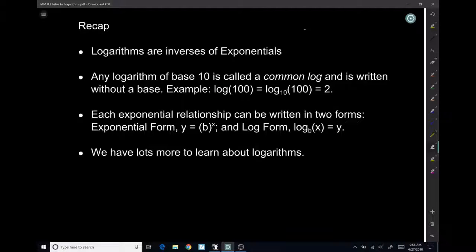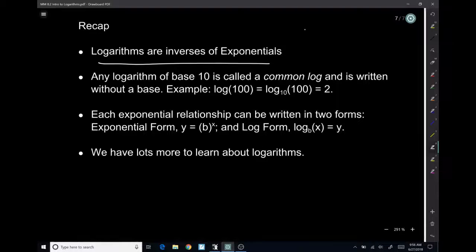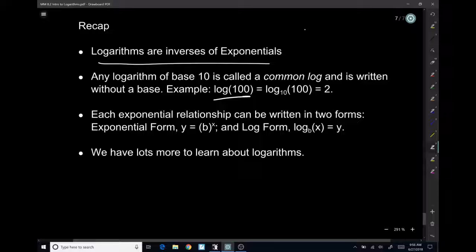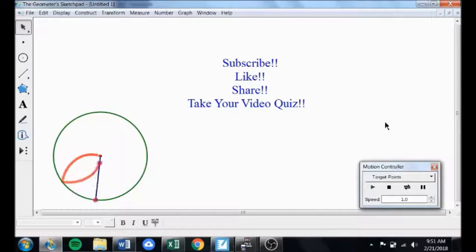Here's our recap. We are really just starting to scratch the surface with logs and have a lot more to learn about them. Just know that they're inverses of exponentials. A logarithm of base 10 is called the common log and is written without a base, so this and this are the same. They both equal 2. Each exponential relationship can be written in two forms, exponential form or log form.